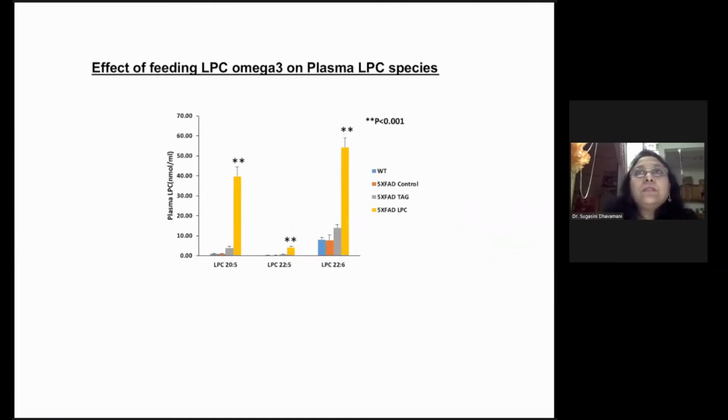To confirm that, we studied the molecular species of LPC omega-3. Here the concentration of LPC omega-3 increased significantly in mice treated with LPC omega-3 when compared to free DHA and control diet. This shows that it correlates with the plasma fatty acid.